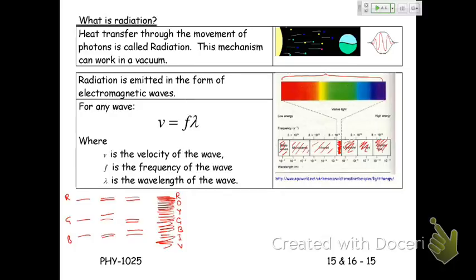We wouldn't be here. So heat transfer through the movement of photons is called radiation, and this mechanism can work in a vacuum. And we say v, that's the speed, is equal to the frequency times the wavelength. Think of the frequency as how fast you step. And think of the wavelength as being how far you step. And you put the two together, 10 steps per minute, 1 yard per step, that's 10 yards per minute. That's how you get the speed out of it.